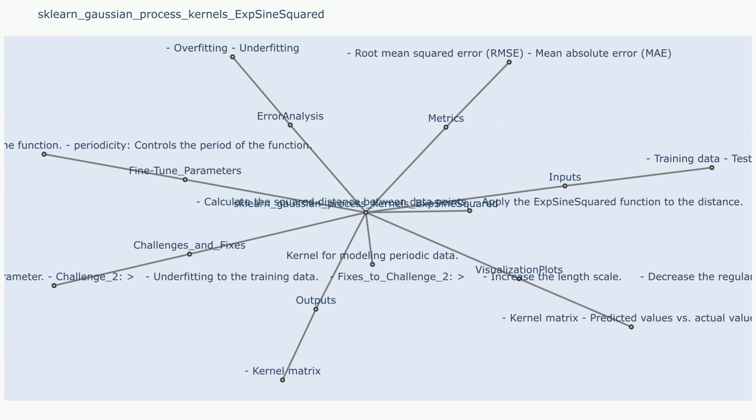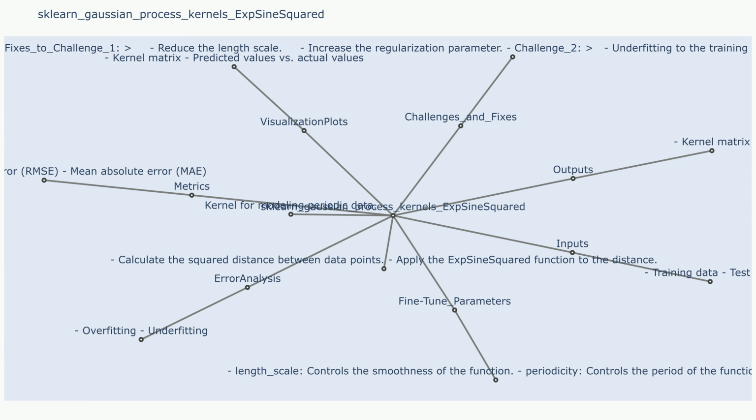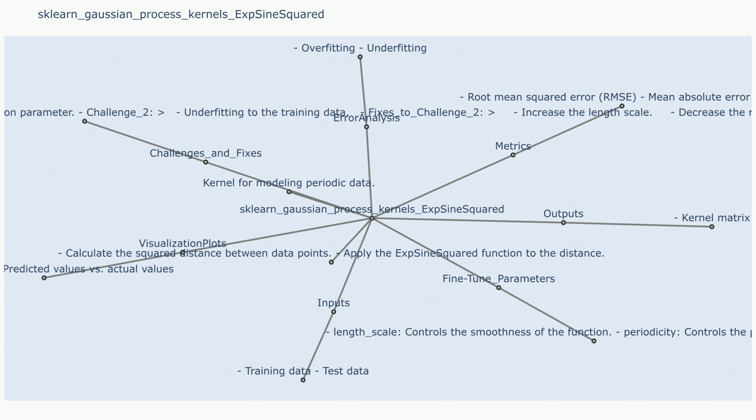Uncertainty methods. The ExpSineSquared kernel can be used in conjunction with a Gaussian process to estimate the uncertainty of the predicted function. The Gaussian process provides a distribution over possible functions that are consistent with the observed data, and the uncertainty is captured by the variance of this distribution.